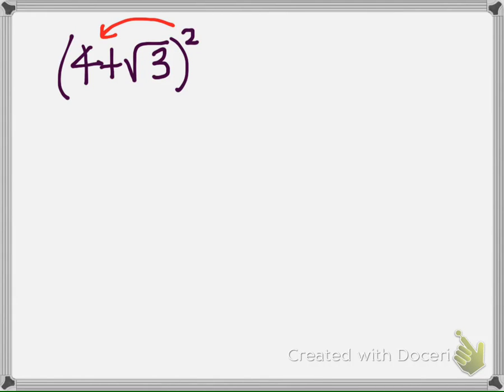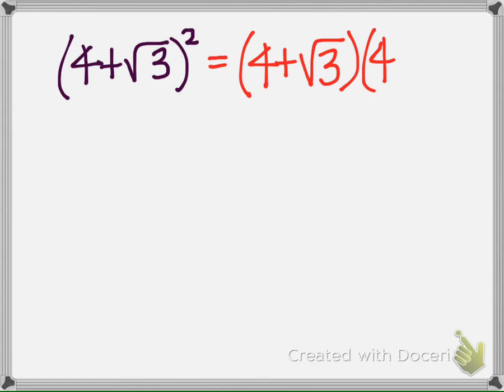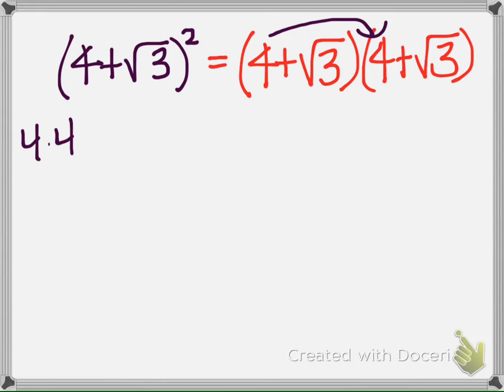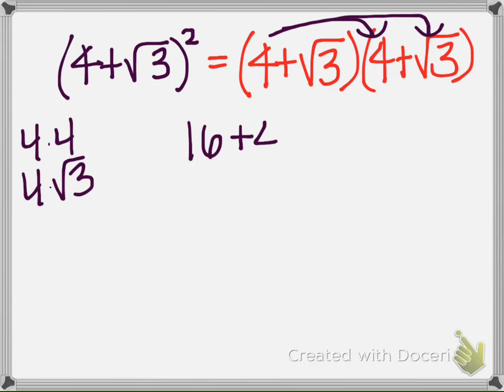We cannot distribute this exponent because of this plus sign. So instead, we need to FOIL it out. So we have 4 times 4, which is 16. And then we have 4 times radical 3, which is just positive 4 radical 3.